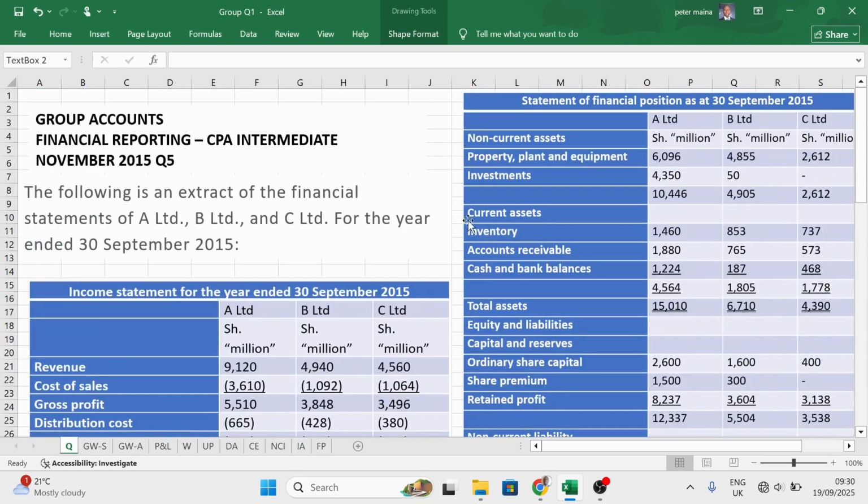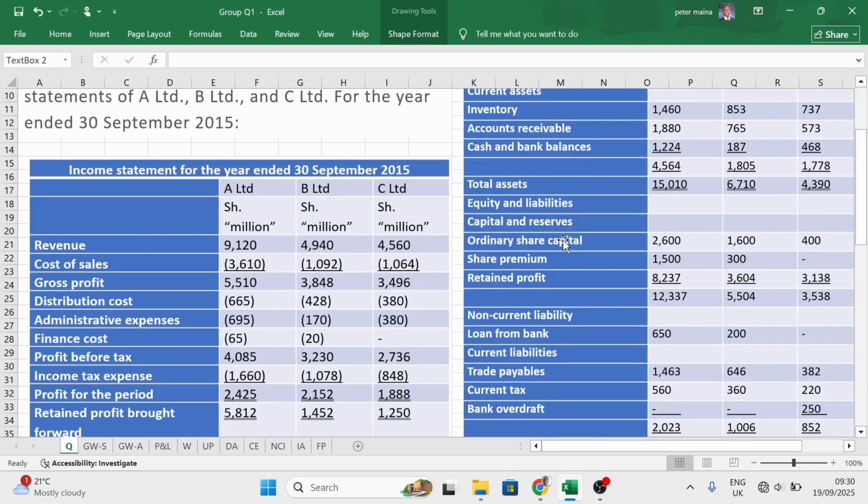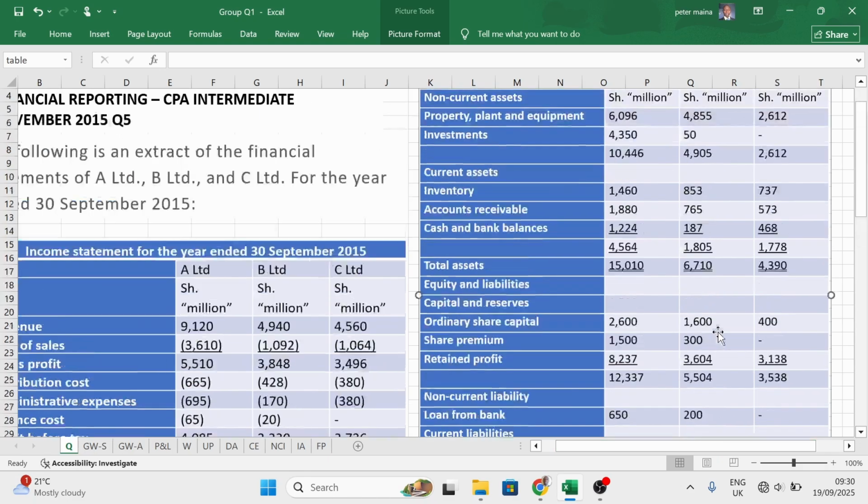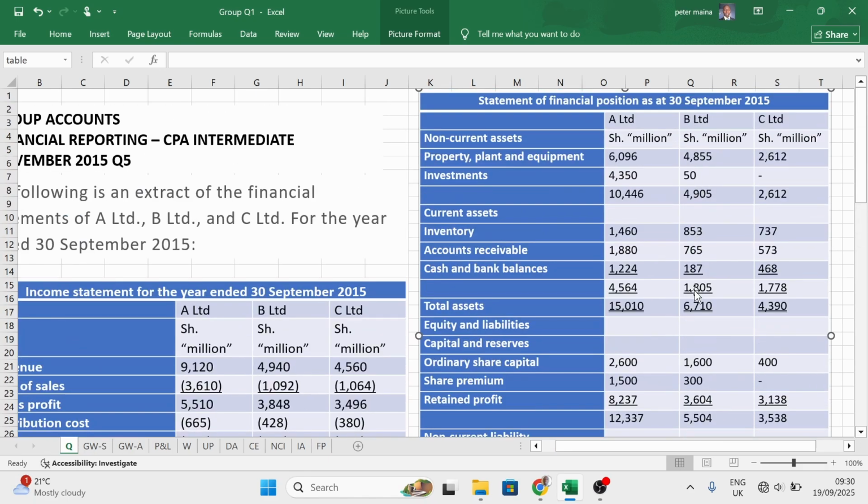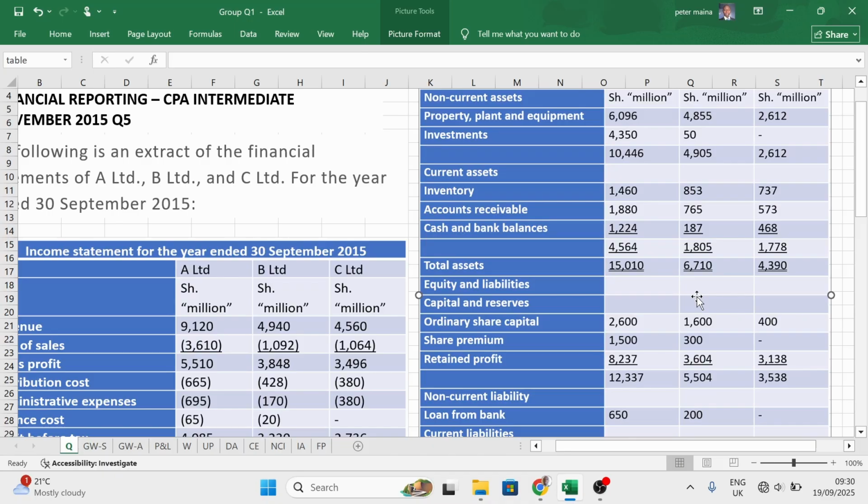So we go to the statement of financial position. We look for equity. We have the capital and reserves. All the items under capital and reserves represent net assets and should be included in computation of goodwill. We are interested with B Limited. So you go to the column of B Limited, which is the subsidiary. You take the ordinary share capital of B Limited, 1600. Take the share premium, 300.